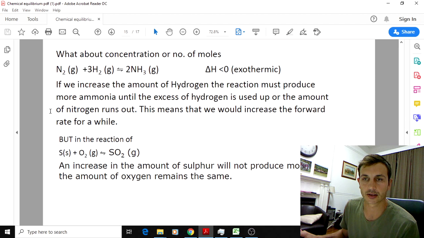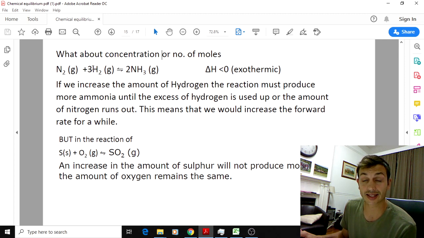Okay. So now we haven't discussed the last factor, concentration. So that is a disturbance that can also take place, can disturb the equilibrium. Looking at this one again, nitrogen, hydrogen forming ammonia. If we increase the amount of hydrogen, the reaction must produce more ammonia until the excess of hydrogen is used up, or the amount of nitrogen runs out. So what they're saying here is the disturbance is an increase in the hydrogen concentration.